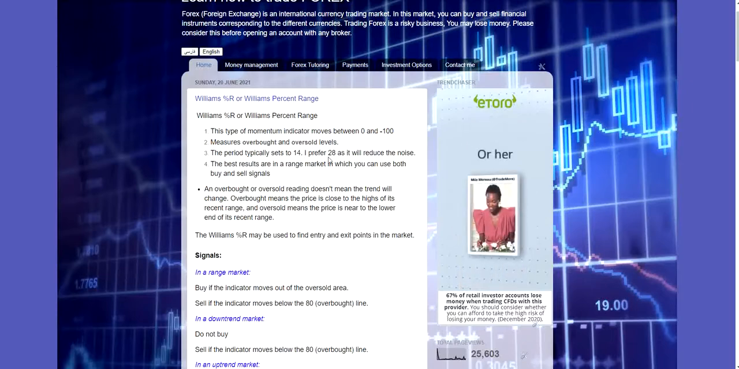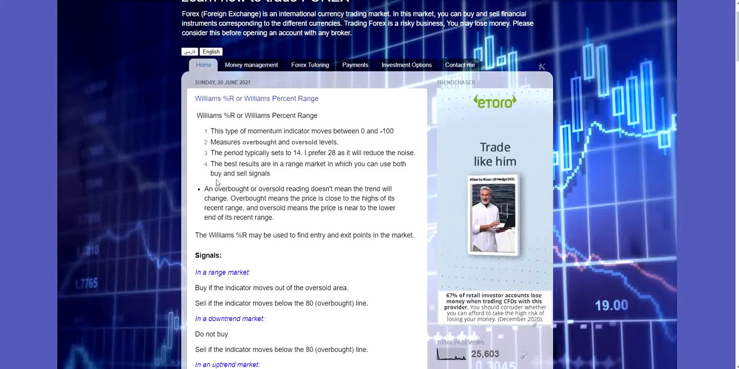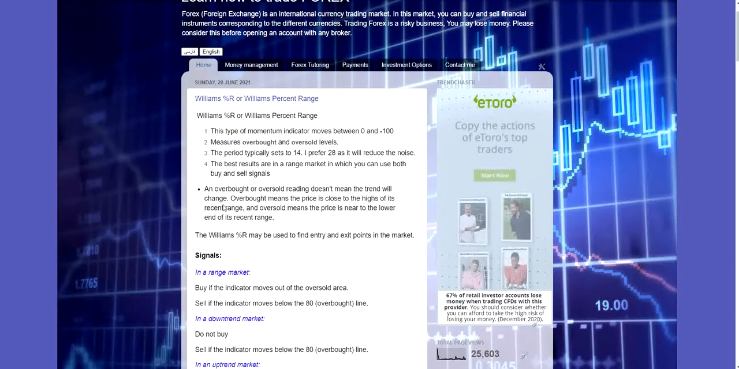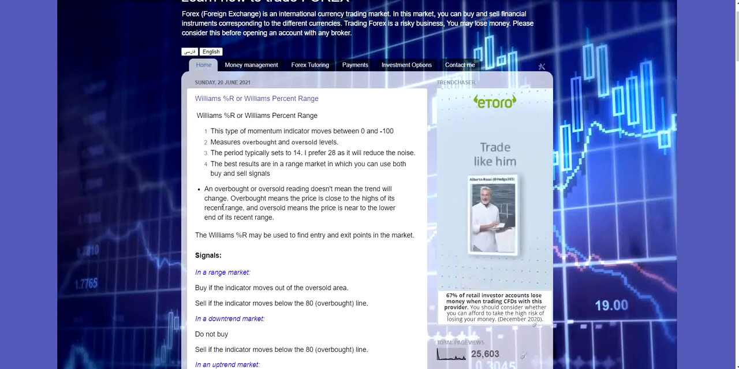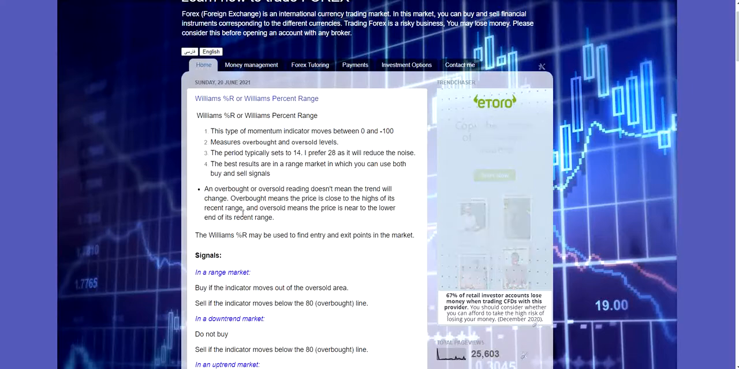The best results are in a range market, in which you can use both buy and sell signals. And one important thing is overbought and oversold is not the turning point. An overbought or oversold reading doesn't mean the trend will change. Overbought means the price is close to the highs of its recent range, and oversold means the price is near the lower end of its recent range.